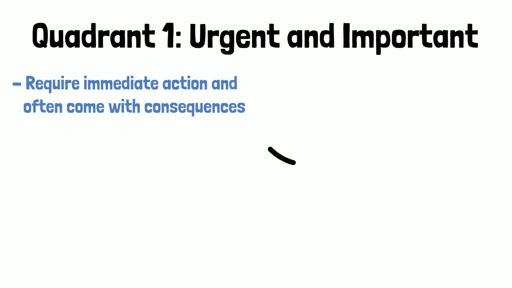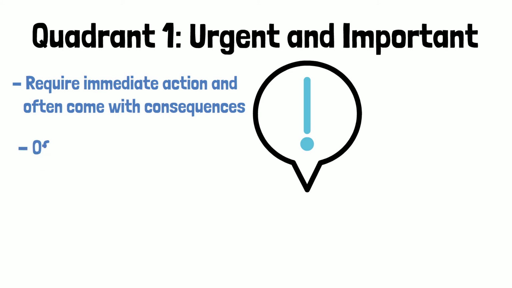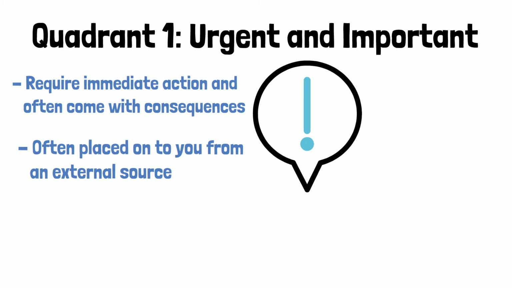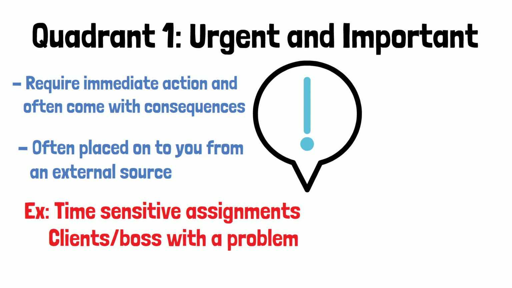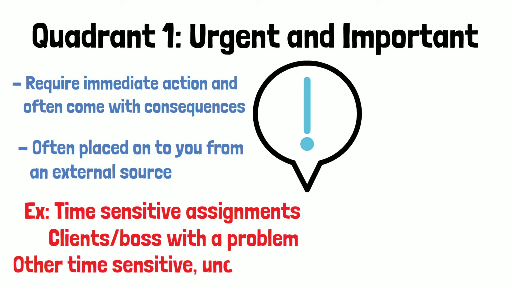Quadrant 1. Urgent and important. These tasks require immediate action and often have consequences tied to them if you fail to complete them. More often than not, these tasks are placed onto you from an external source. A few examples of Quadrant 1 tasks are time-sensitive assignments at work, clients or a boss coming to you with a problem, or other unexpected issues that you can't plan for, such as your car breaking down. This would fit into Quadrant 1 because it is an issue that must be immediately tended to, or else will cause other issues and consequences, such as being unable to get to work or another important destination.